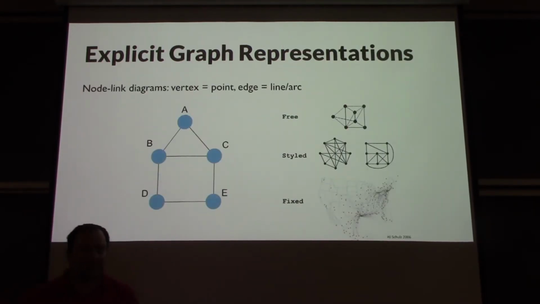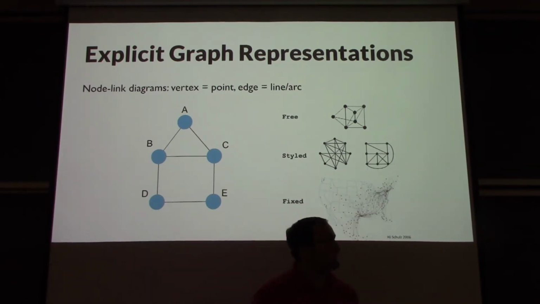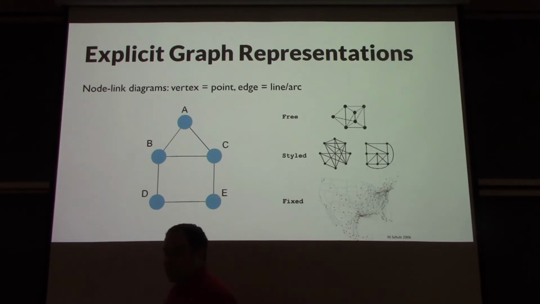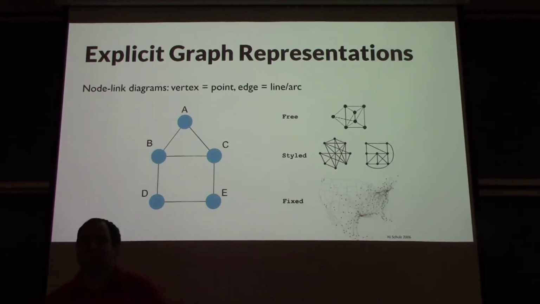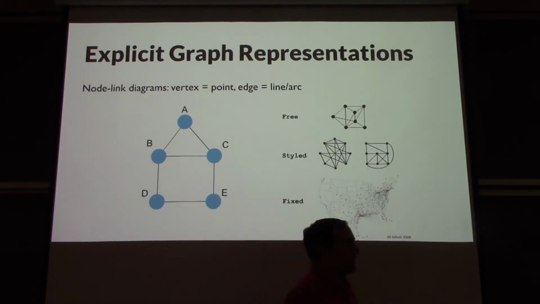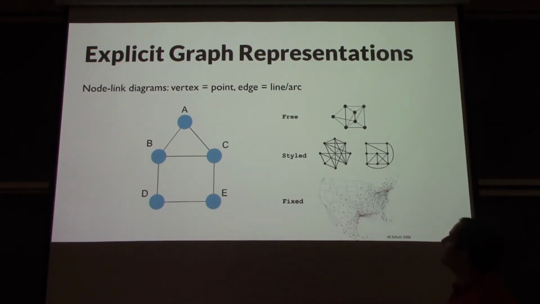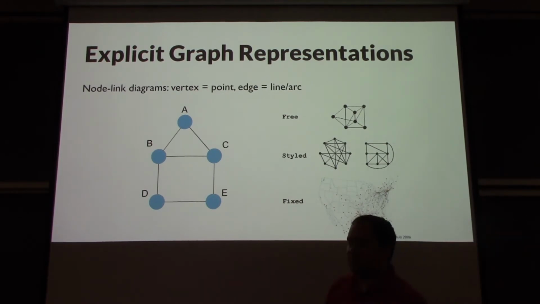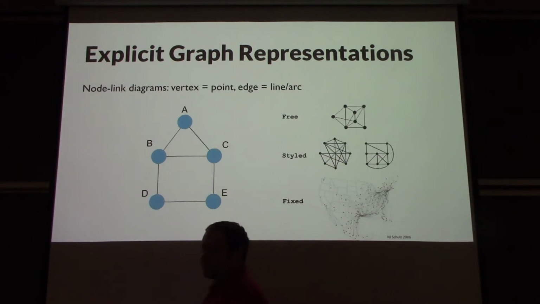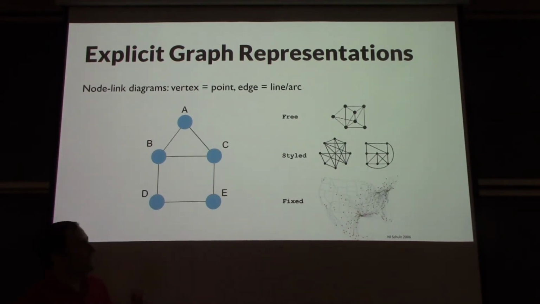In explicit graph representation, we have what we call node link diagrams. A vertex is a point, an edge is a line or an arc. And then we can choose different ways of styling such a node link layout. We could have a completely free placement of the nodes. In this top example here, we have come up with a layout and we place the nodes so that the structure of the graph is optimally visible. Or well visible, let's say.